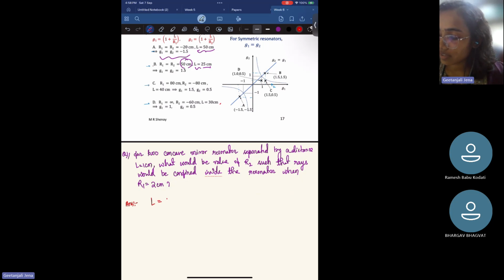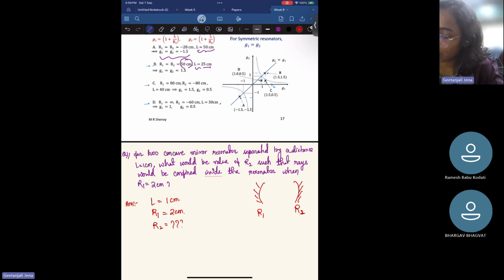So L is given, that is the separation between these two mirrors, and these are two concave mirrors. This one has radius of curvature R1, this is R2, and R1 is given, it is 2 centimeter. Now it is asking what is the value of R2 such that the ray will be confined inside this two concave mirror resonator. So that means this has to satisfy the stability condition, which is 0 less than G1 G2 less than or equal to 1.